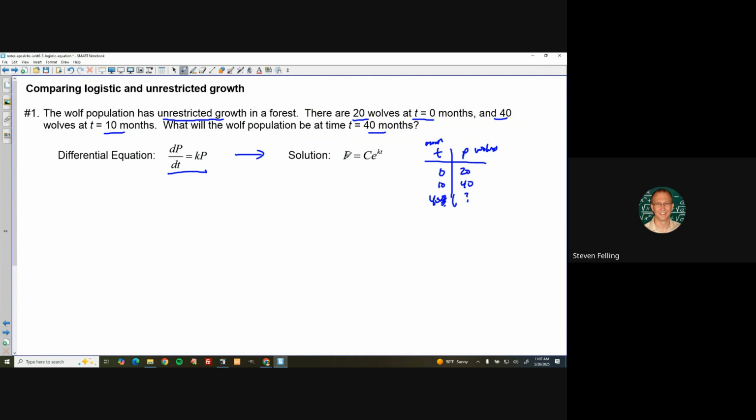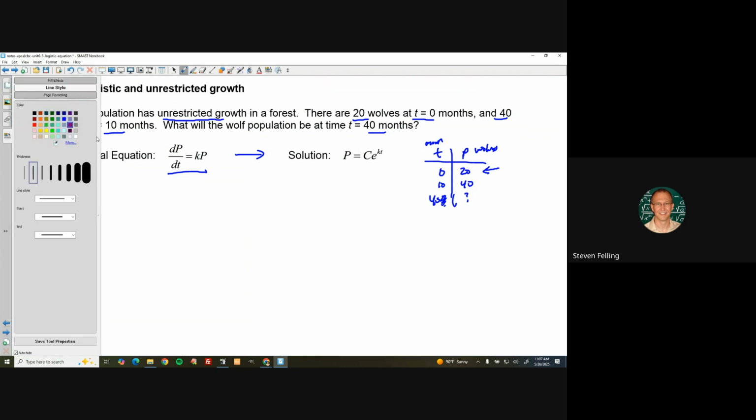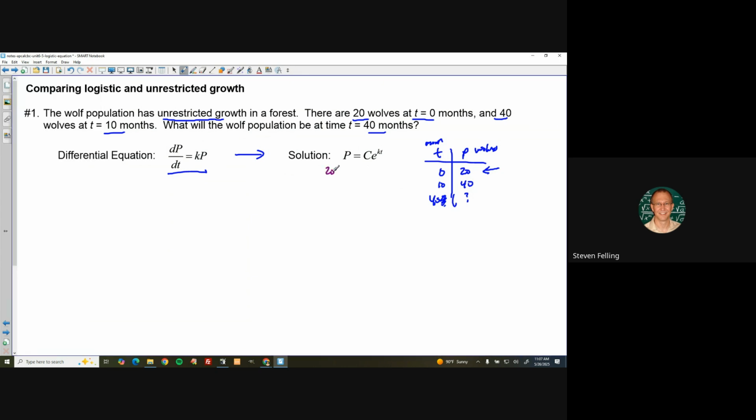All right, so we start with this equation. We'll plug in the 0 time initial condition first. So that means that population is 20 when time is 0. So that means 20 equals C times 1, and therefore the constant is 20.